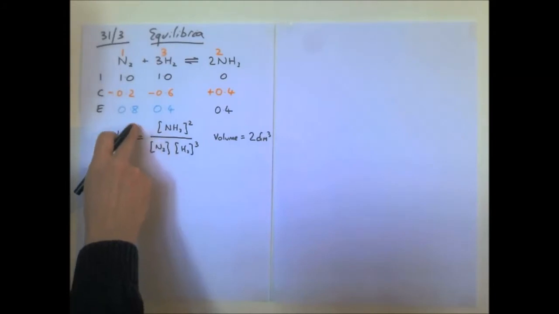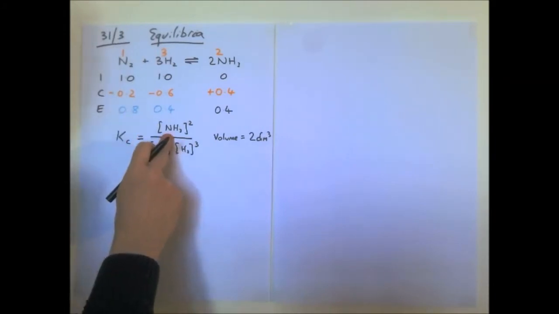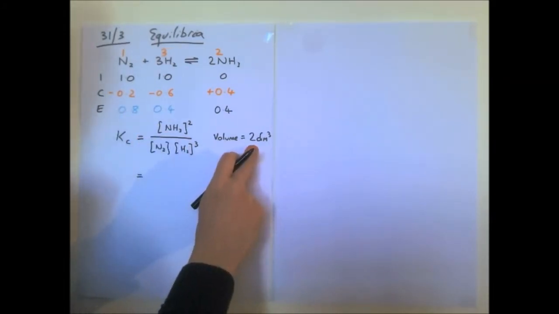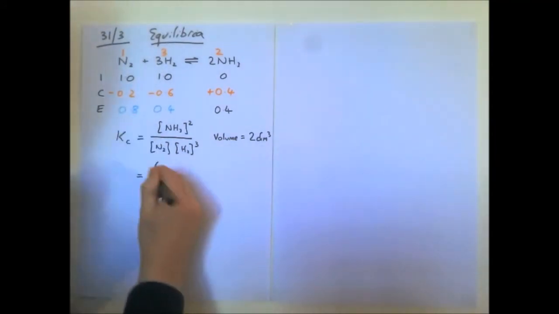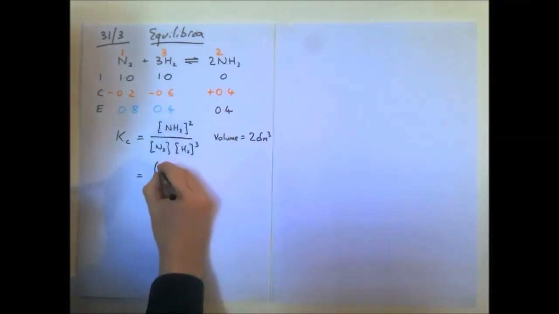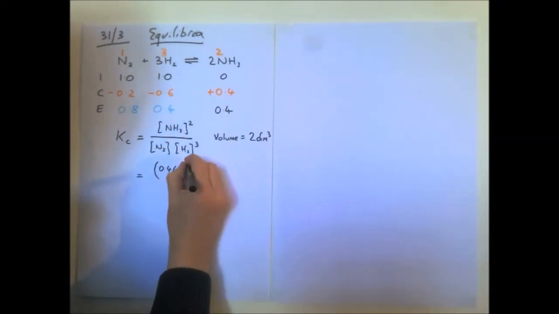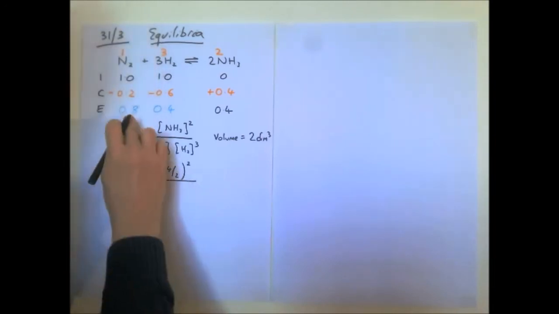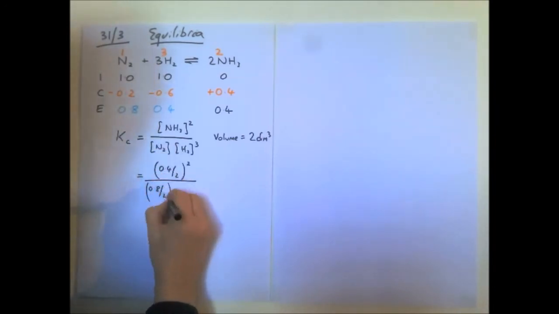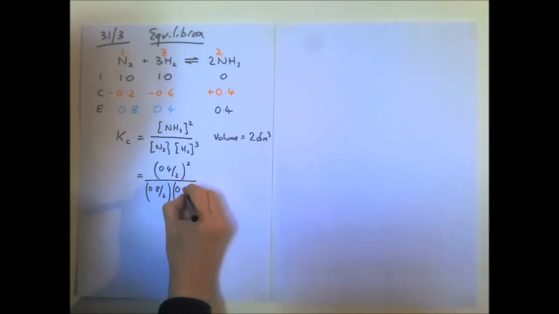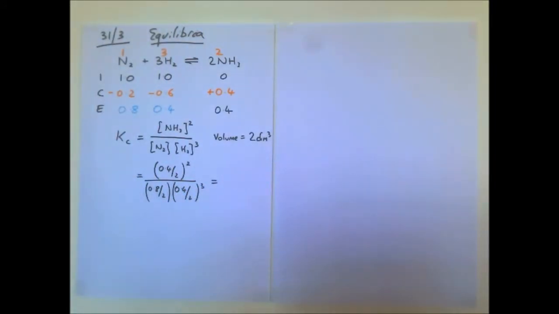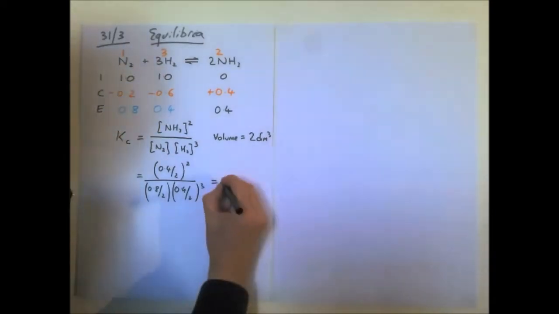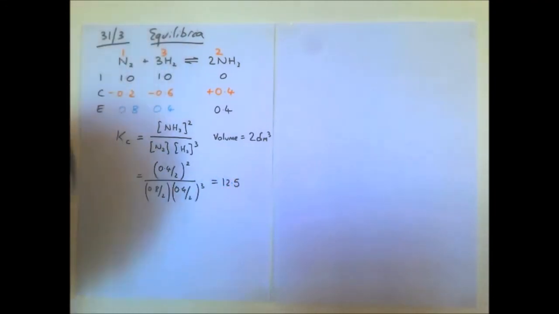And we have to change moles into concentrations by dividing by volume. So ammonia's here, 0.4 over 2 squared, over 0.8 over 2, times 0.4 over 2, all cubed. And to save you a bit of time and number crunching, that's 12.5.